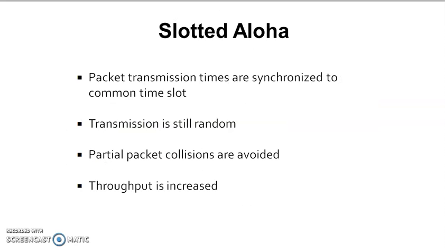Now in a pure ALOHA system, a collision occurs because of a packet transmitted by another user within the period allotted, that is, the start of a packet transmission by a user within a particular period of time. That's why the collision occurs.